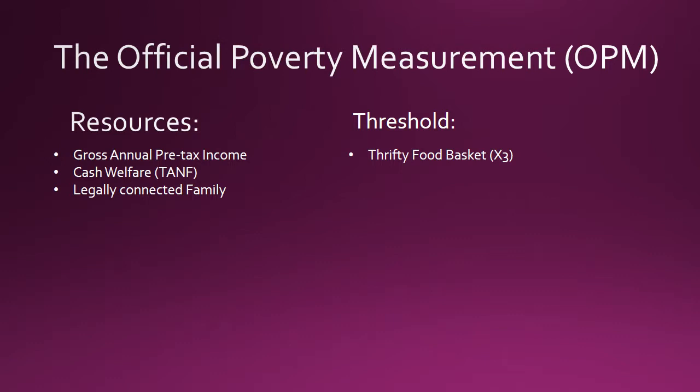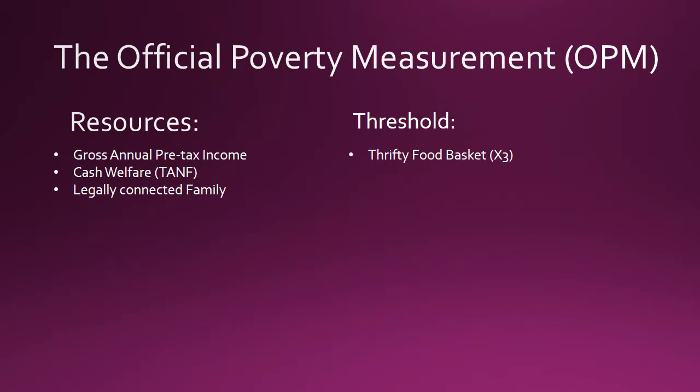The Thrifty Food Basket is the yearly cost of cheap but sustainable food. In the 1960s, food made up about a third of household spending, which is why the basket is multiplied by 3 to define the threshold. Iceland refers to it as easy to understand and intuitively appealing. Nevertheless, this measure is inaccurate and has many flaws.